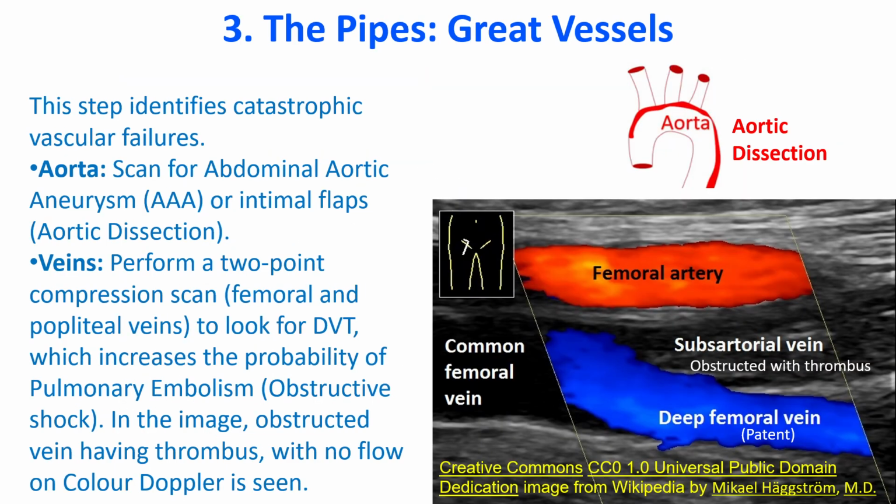The pipes, great vessels. This step identifies catastrophic vascular failures like scan for abdominal aortic aneurysm or intimal flaps of aortic dissection. Perform a 2-point compression scan for femoral and popliteal veins to look for deep vein thrombosis, which increases the probability of pulmonary embolism and obstructive shock. In the image, obstructed vein having thrombus with no flow on color Doppler is seen.